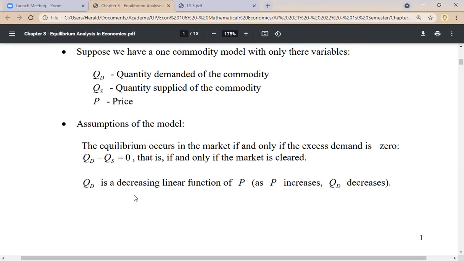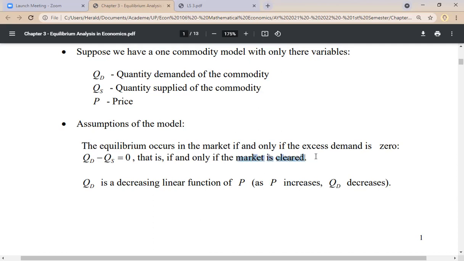Now, these assumptions, class, are important because these are the theoretical basis of the model. And so it would guide us later on in the economic analysis part. The equilibrium condition tells us that there would be no shortage. There was also no surplus. That is to say, QD minus QS should be equal to zero. If this state is present, then we are confident to say that the market is cleared.